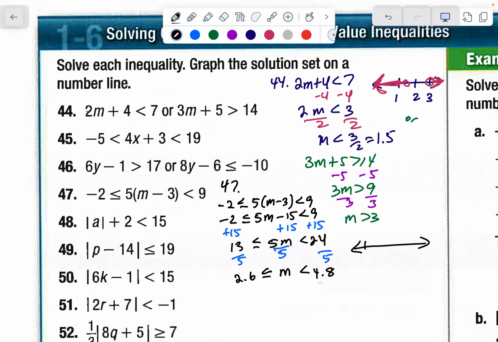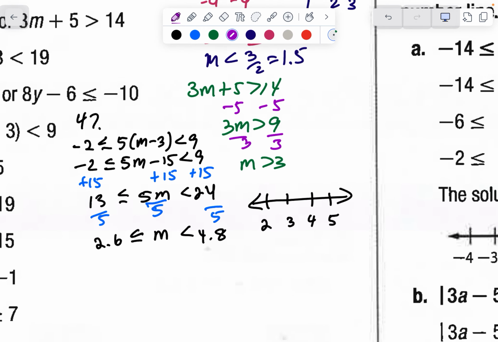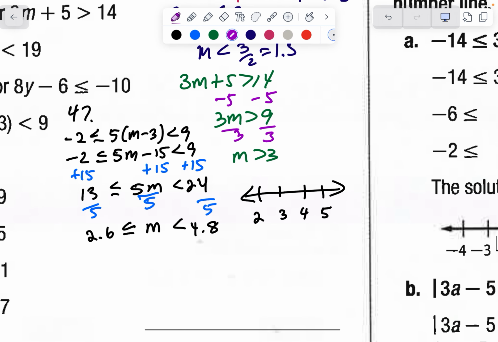So let's go from 2 to 5, because that will cover everything. 2, 3, 4, 5. So you never have to go much more than the values that are showing. 2.6, just guesstimate where that is. I'd say it's about here. There's an equal to, so we're going to put a closed-in dot. 4.8, I'd say is about right here, but it needs an open circle, and then we shade everything in between.